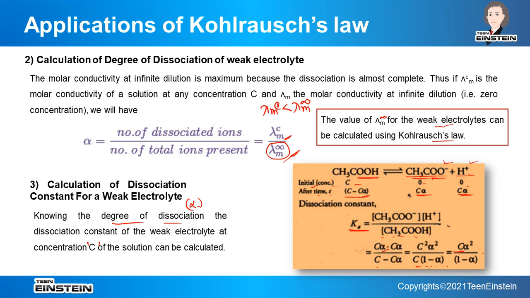Okay, and most of the time this alpha is very much smaller than 1. So, 1 minus alpha is almost equal to 1, because with respect to 1, alpha is very small. So, whether you subtract it or whether you do not do it, that doesn't matter much. That is why it is almost equal to 1. So, ultimately it becomes C alpha square. Okay, so Ka is C alpha square.